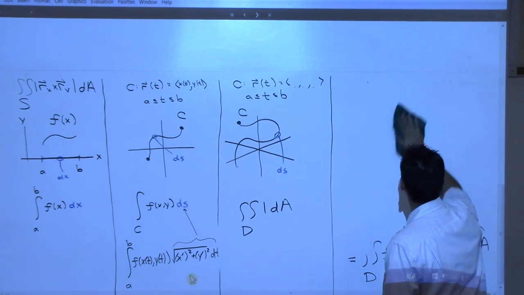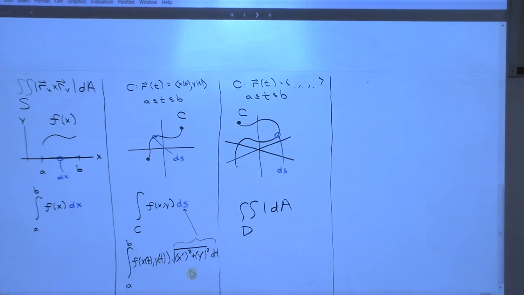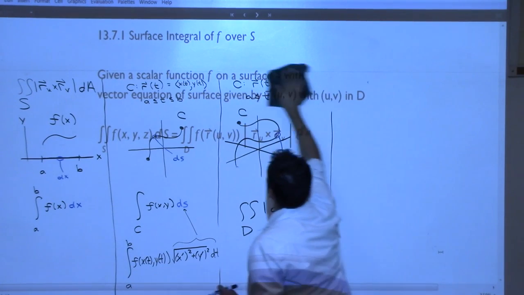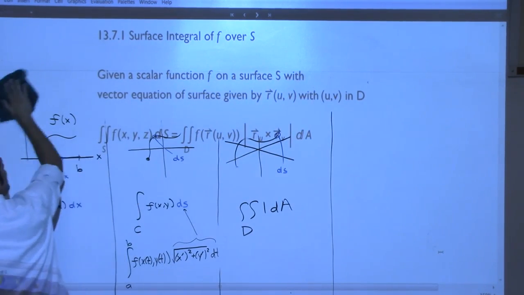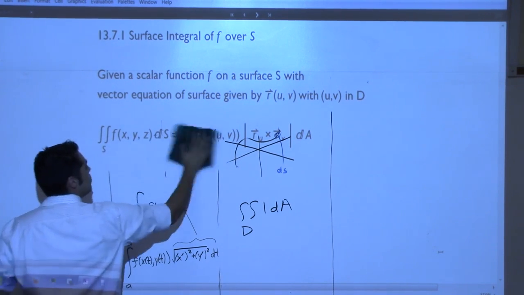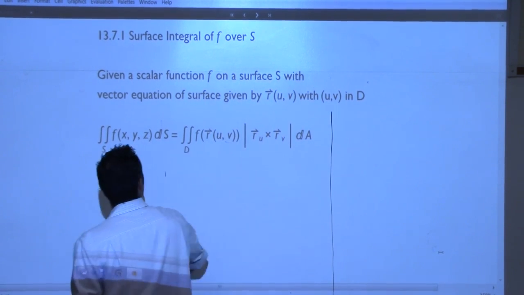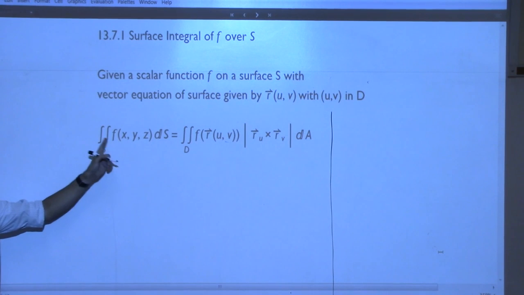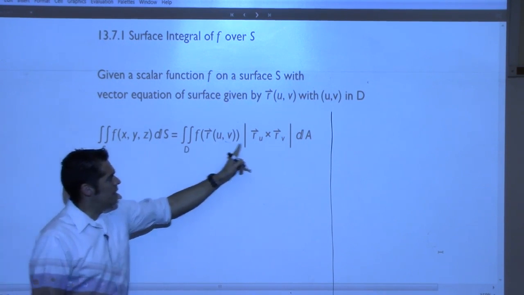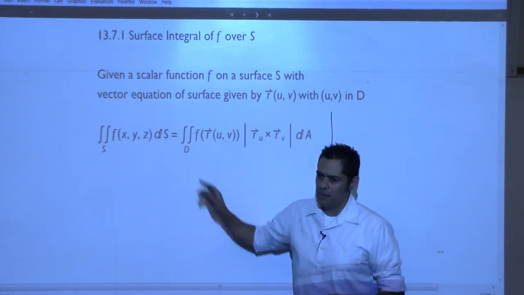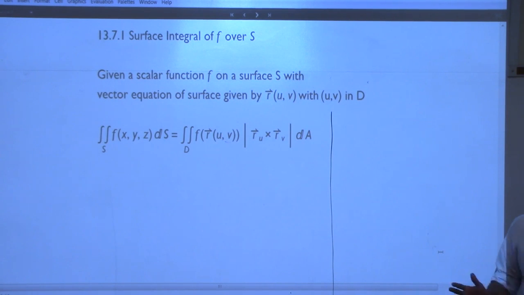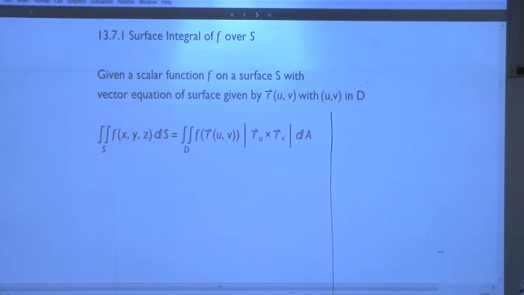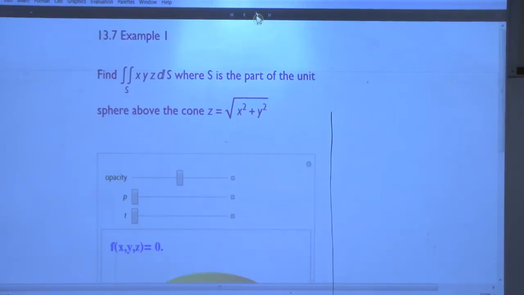We want to just do basic surface integrals. I'm going to put the formula up here from the notes. Given a scalar function f on a surface S with a vector equation given by r of uv with u and v in D, then here is the formula. So this is the surface integral, which turns into a double integral over D of this with respect to area. And D here, our restrictions are on u and v. Whatever our restrictions on u and v are going to become our limits of integration on this double integral. I think we'll just get right into an example.